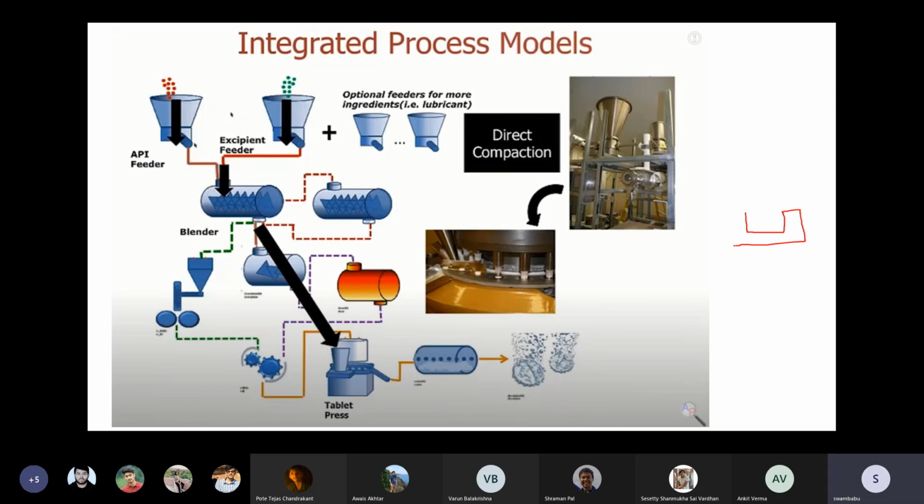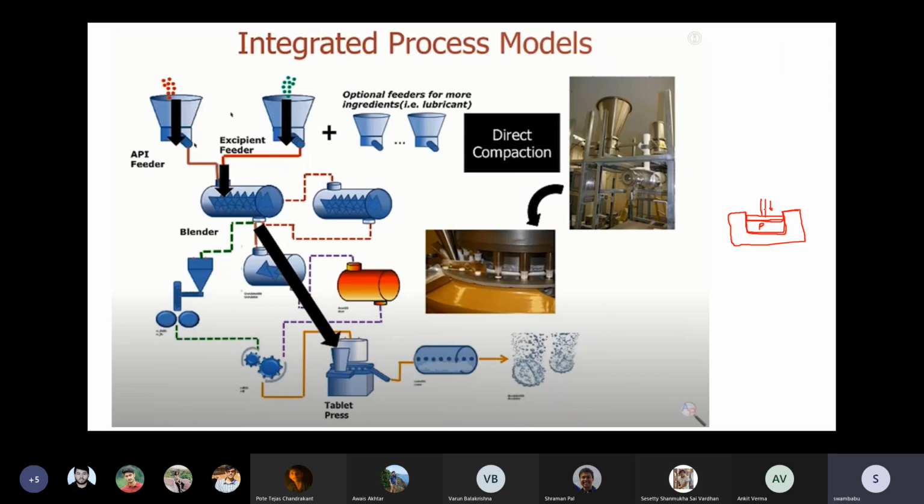Whatever shape, whatever size you want, you will have a metal die with the required cylindrical shape. Then you will fill the powder up to the required height. This is the powder, the required height. Then they will cover it with a piston.